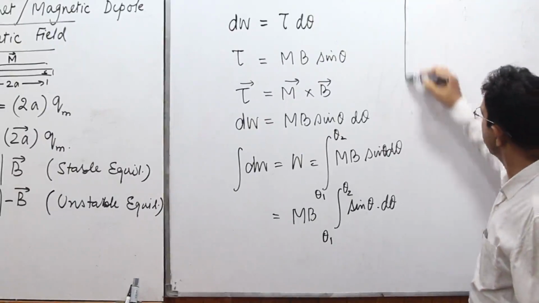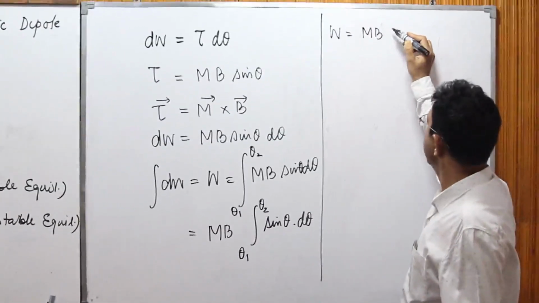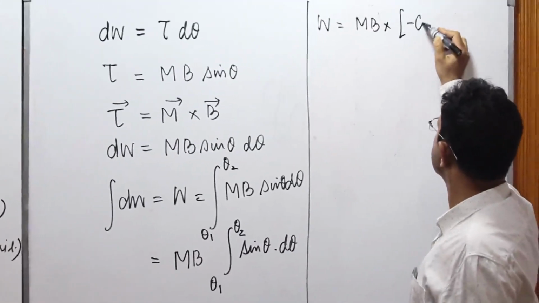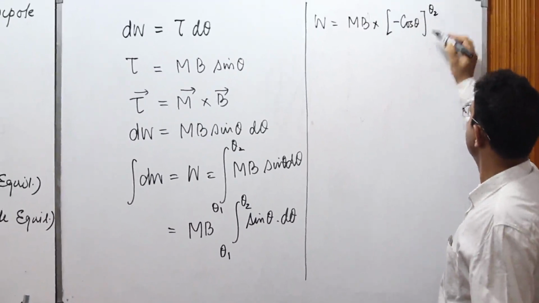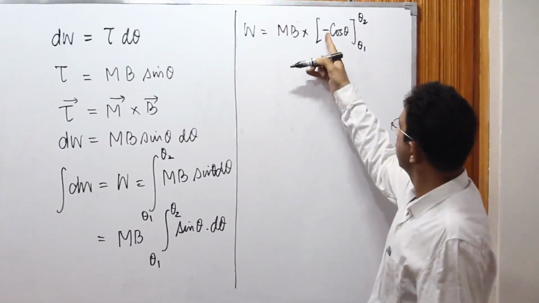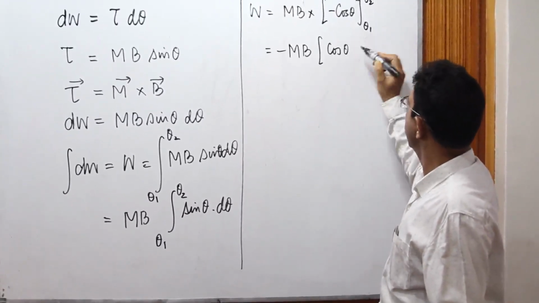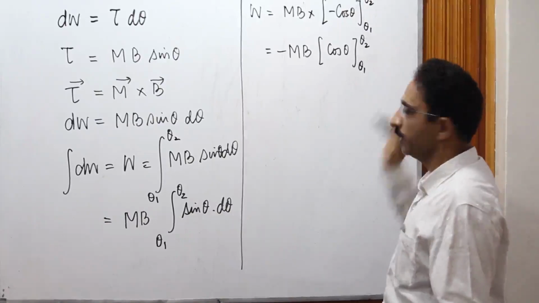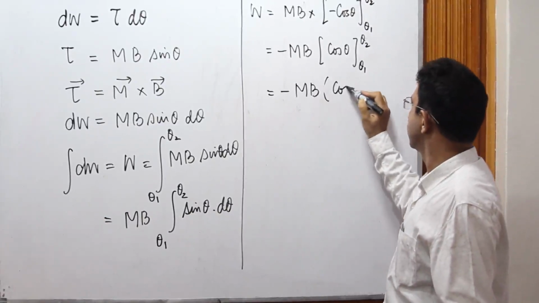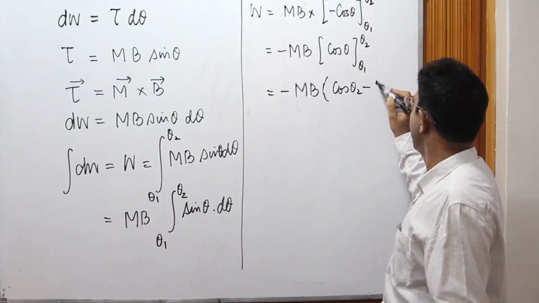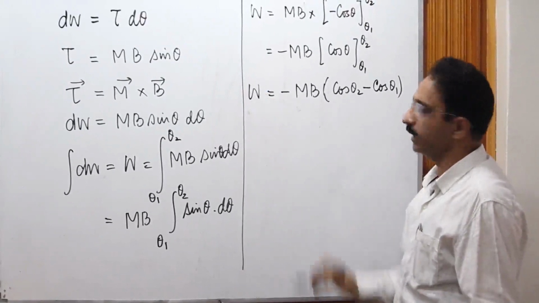Now this will be further, we have w equal to mb into integration of sine theta, which is minus cos theta. So this is minus cos theta, with limits theta 2 and theta 1. If I take this minus sign out, I have minus mb into cos theta, limits are theta 2 and theta 1. Now giving the limits to cos theta, we have minus mb into cos theta 2 minus cos theta 1. Now this is the expression for work done.